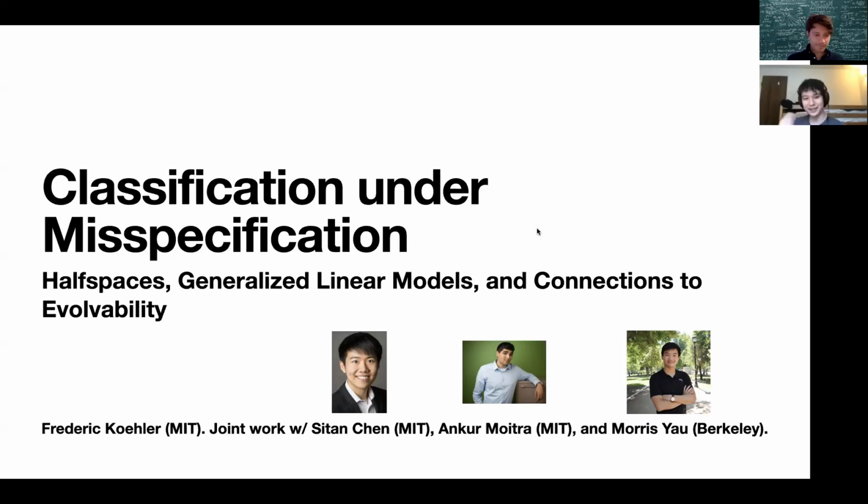So this is a recent joint work with these three guys you can see right there: Sitan, Ankur, and Morris, who's the lone non-MIT person, but currently visiting MIT, so really an MIT product. And this paper is about classification under misspecification. I'll explain what this means shortly.